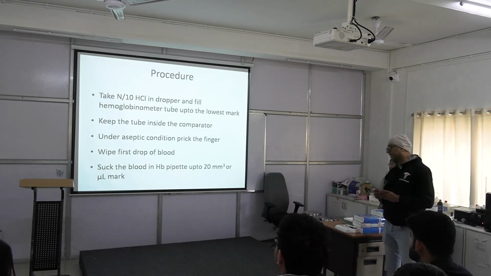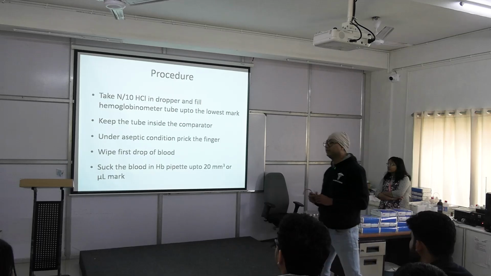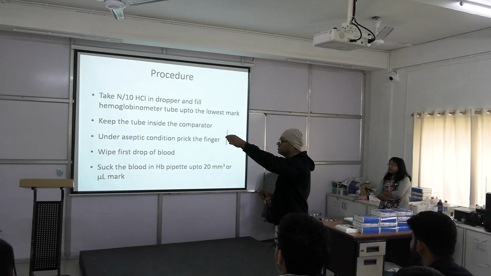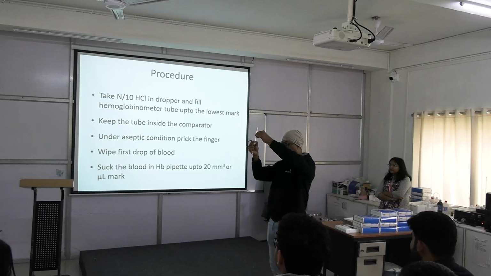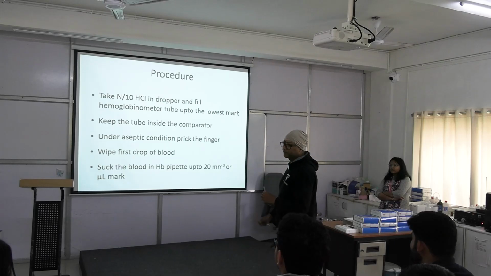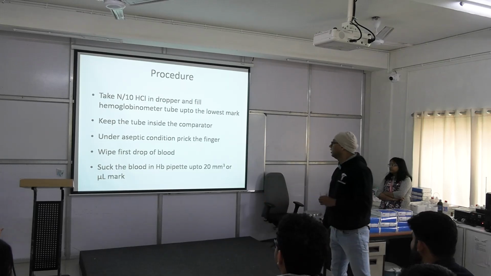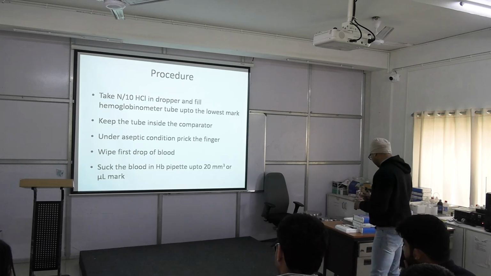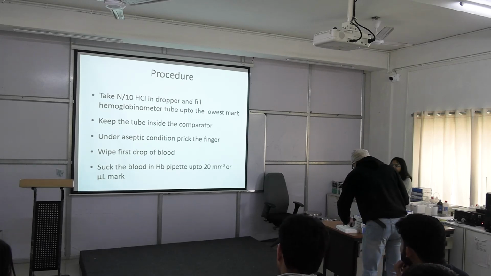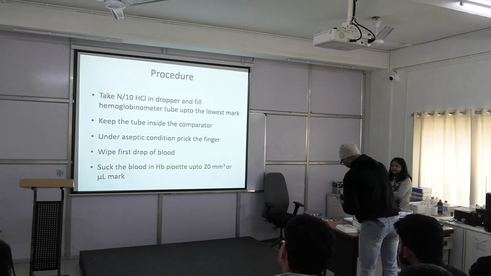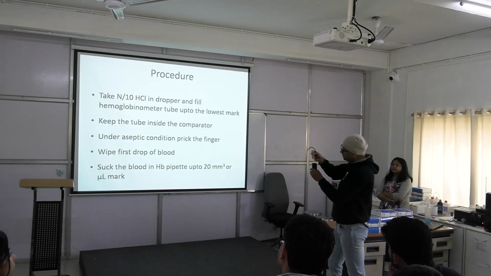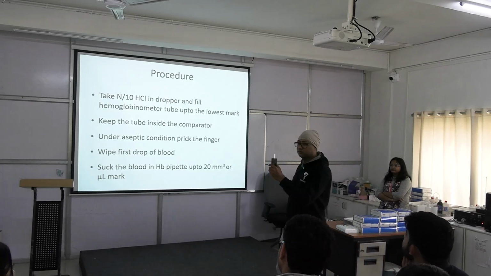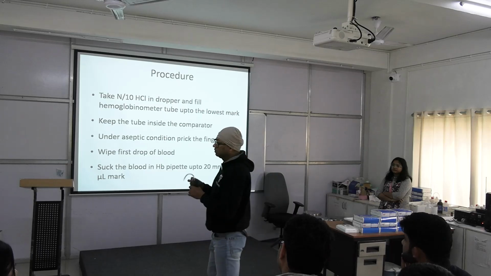So first take N/10 HCl in a dropper and fill this hemoglobinometer tube up to the lowest point, that is 2, and we will keep it inside the comparator box.